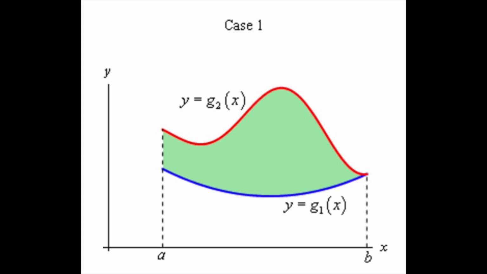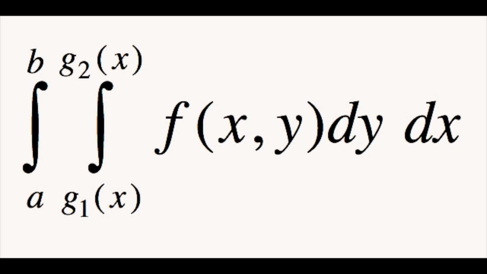For a vertically simple region, the top curve, or the g2 of x, will always be the upper bound, and g1 of x, or the bottom curve, will always be the lower bound of the inner integral. And the outer integral will have the bounds of the surface with respect to x, from a to b.